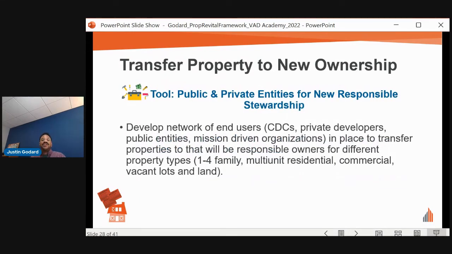Many communities make decisions on which properties to take through the foreclosure process based on the likelihood that there will be an interested party at the sale to take ownership. A network of viable end users committed to responsible ownership is critical. This network should consist of private, public, and mission-driven nonprofits who are committed to responsible ownership and helping triage properties in need. This network should also include owners interested in various properties, including 1 to 4 unit residential properties, large-scale residential and commercial properties, and vacant lots.